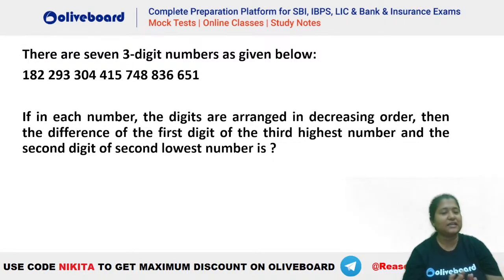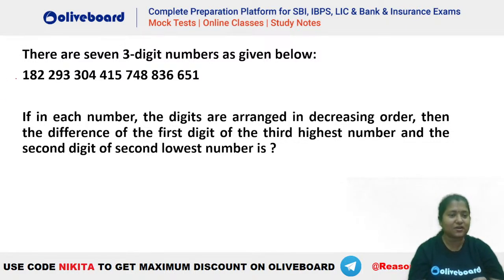Because in each number, the digits are arranged in the decreasing order. So first of all, you will have to arrange the numbers in the decreasing order. That means this will be 821. This will be 932. This will be 430, right? Then we will have 541. Then we will have 874. Then we will have 863. Then we have 651, right? So these are the numbers here.